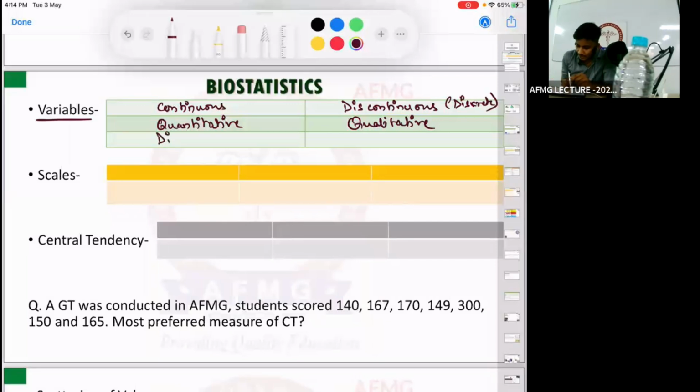And now the last classification that we have, it is dichotomous and polychotomous. Dichotomous and polychotomous. So dichotomous means what? Only 2 values are possible. Maximum how many values are possible? 2 values are possible. That means you either have a disease or you don't have a disease. Either you are a male or you are a female. Either your blood group.